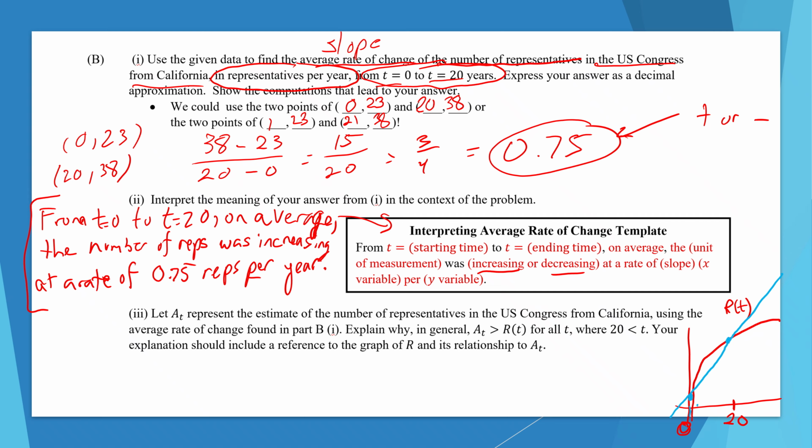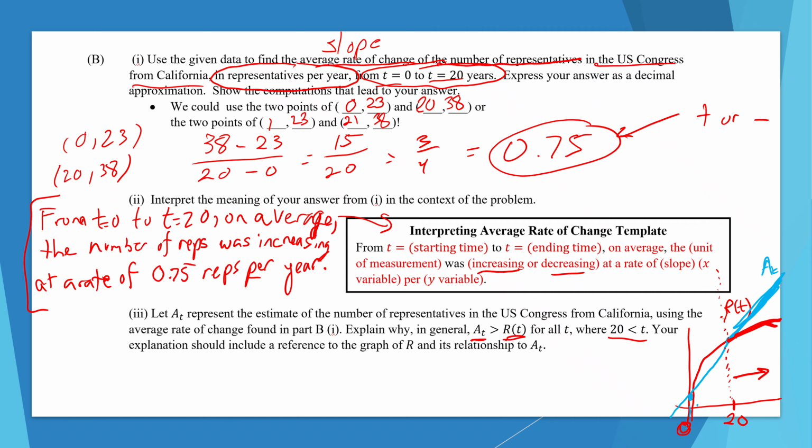Now we want to explain why in general, when t is bigger than 20, so we almost want to have tunnel vision on this line, and only look at when t is bigger than 20, we see that this straight line is going to be above the logarithmic function, right? This blue line is A of t, and it's going to be above the logarithmic function whenever t is greater than 20.